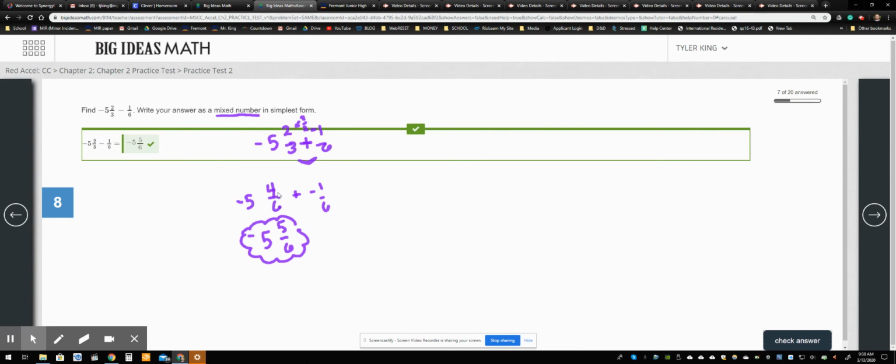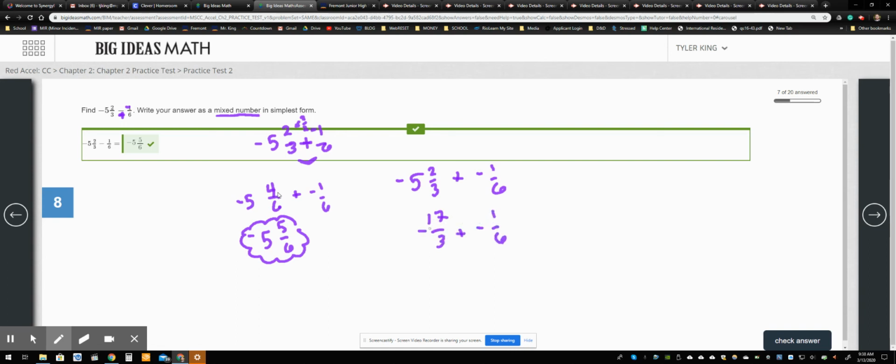Now, I'm going to show how this works out if we were to make it an improper fraction. So we start with negative 5 and 2/3 plus negative 1/6, right? Our first step hasn't changed. I changed it from being minus a positive number to plus a negative number. So this is still the same thing. Now making this improper, 3 times 5 is going to be 15 plus 2 is 17. So I have negative 17/3 plus negative 1/6.